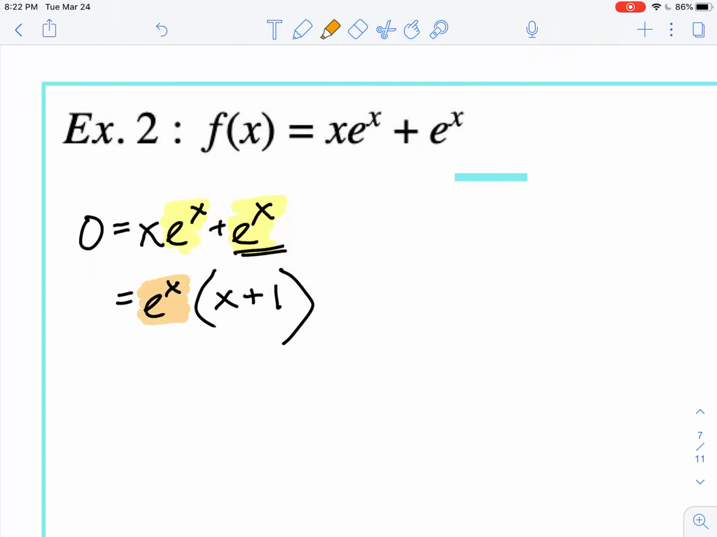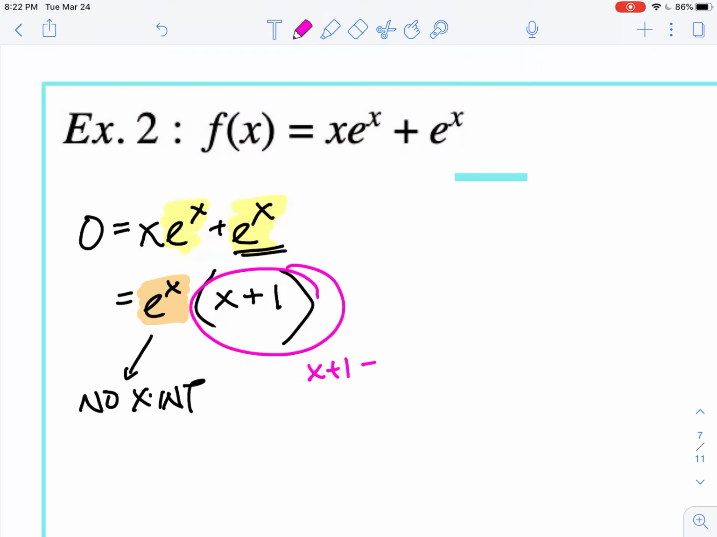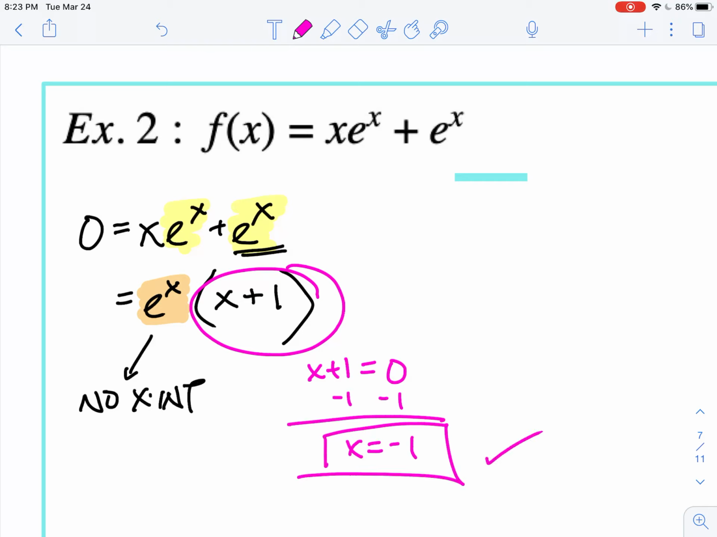All right, this e to the x, like last time, has no x-intercept, which means that the only part that helps us find the x-intercept for this function is going to be when x plus 1 equals 0. And I'm going to subtract 1 from both sides, and I'll get x equals negative 1. So this function only has one x-intercept, while the other function we saw in example 1 has 2.